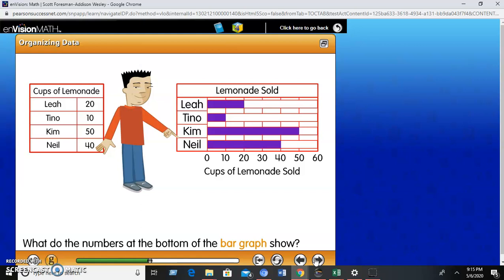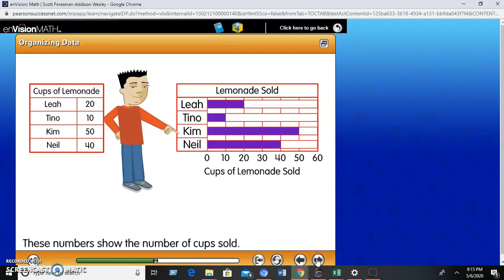What do the numbers at the bottom of the bar graph show? These numbers show the number of cups sold. So here there's a label. If you have a graph, it should always tell you at the bottom what the numbers are representing. And the numbers represent how many cups of lemonade sold.